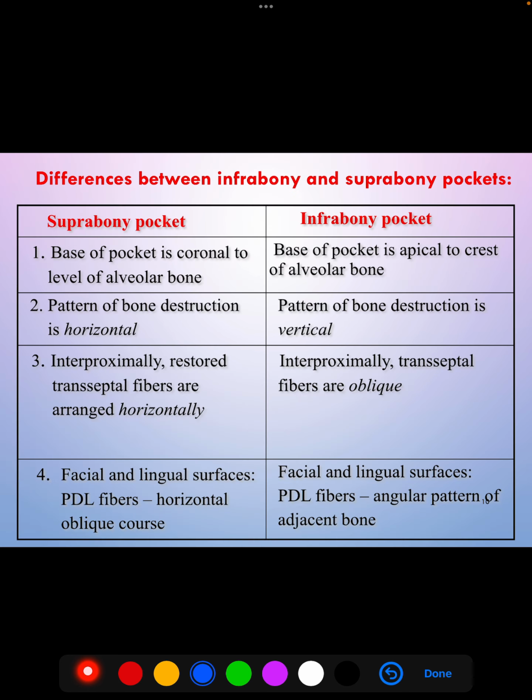Now, what are the other differences between these two? The pattern of bone destruction in supra-bony pocket is horizontal, whereas in infra-bony pocket it is vertical. Interproximally, the transseptal fibers are arranged horizontally for a supra-bony pocket, whereas they are oblique for an infra-bony pocket. On the facial and lingual surfaces, for a supra-bony pocket, the periodontal fibers are horizontal and oblique in course, whereas in infra-bony it has an angular pattern.